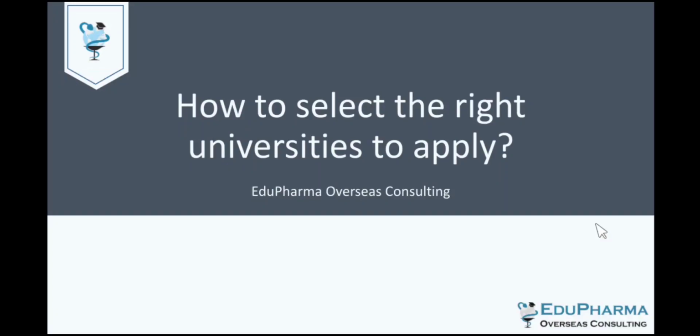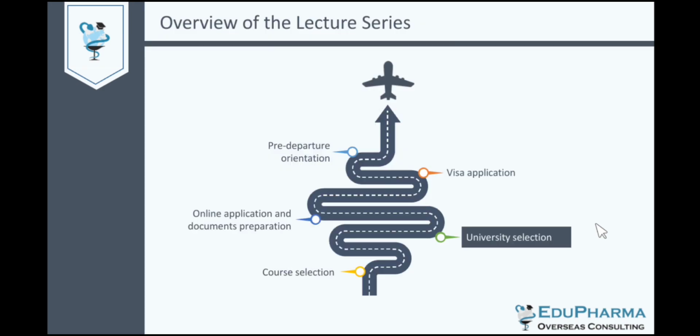Hello and welcome to the second lecture in this series, which is on how to select the right universities to apply. This is the overview of the lecture series, and we are at the second stage of university selection. We have already discussed how we can go about the different courses to select, and by now I hope you would have selected a right course that you would want to study.